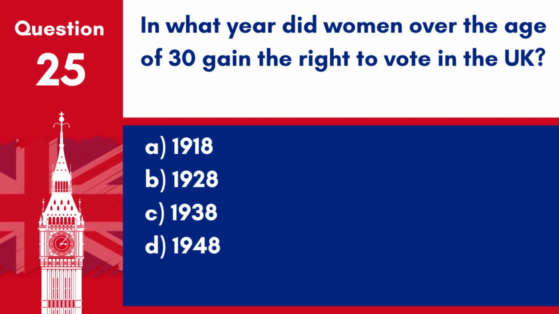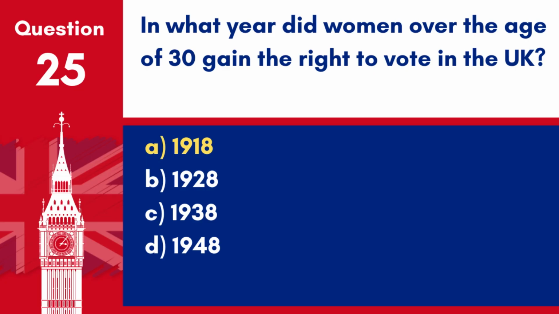Question 25. In what year did women over the age of 30 gain the right to vote in the UK? A. 1918. B. 1928. C. 1938. D. 1948.